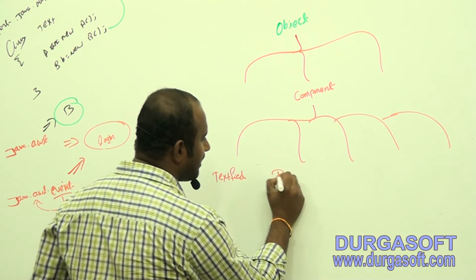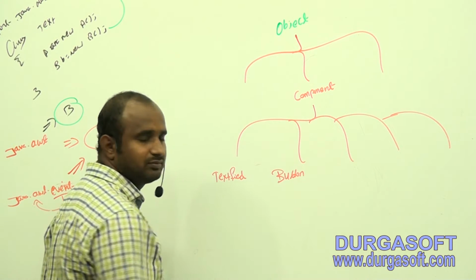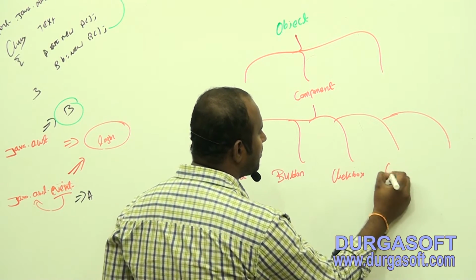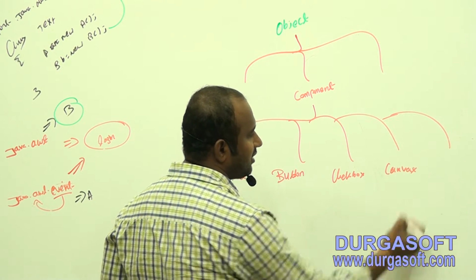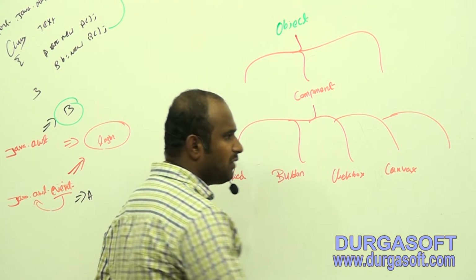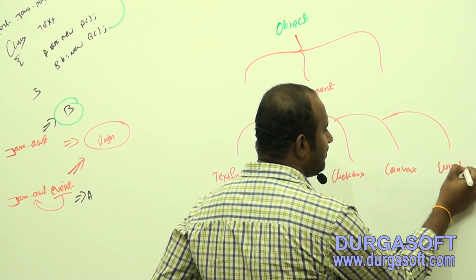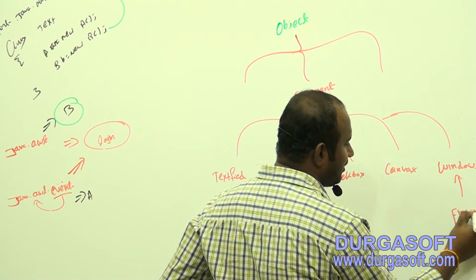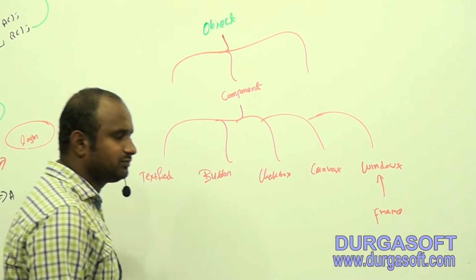I would like to create the button. So we are having the button class. I would like to create the checkbox. This is a checkbox class. I would like to create the canvas. This is a canvas class. I would like to create the frame. To create the frame, the window class is there. Frame is extending the Window class.